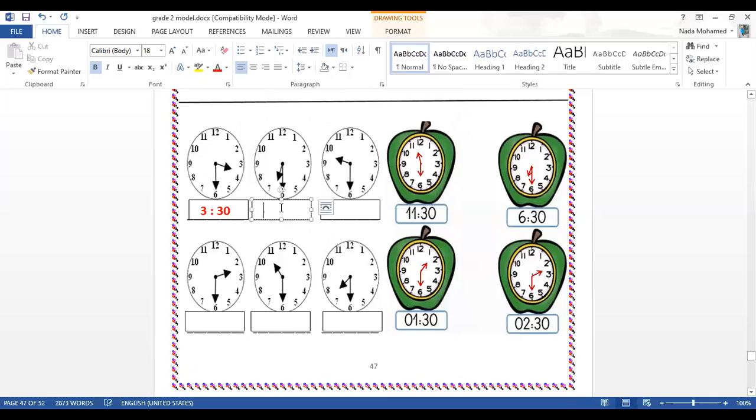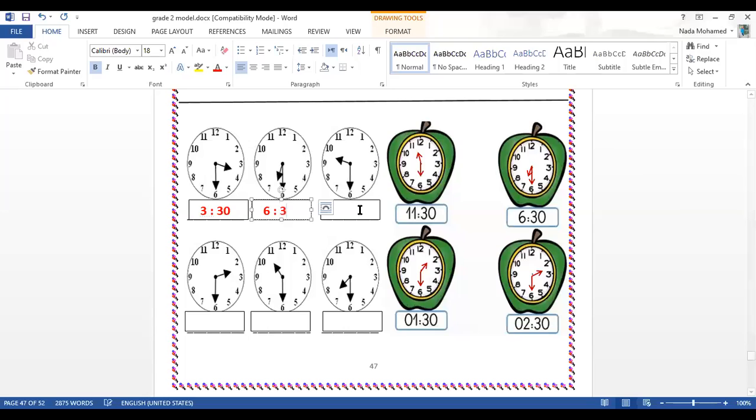The next one, the short hand first. Short hand is between 6 and 7. So I will write what? I will write the small number. I will write 6. The long hand, let's sing the song together. I will not write 6. I have another invisible number. 5, 10, 15, 20, 25, 30. So if it points to 6, I will write 30.